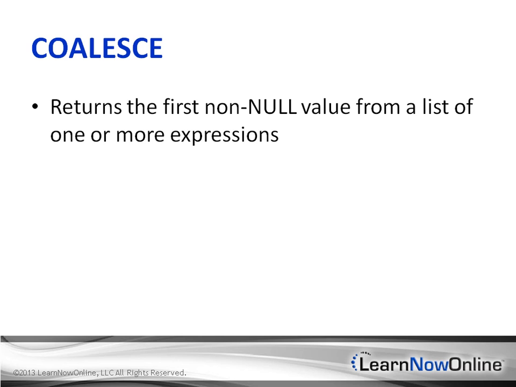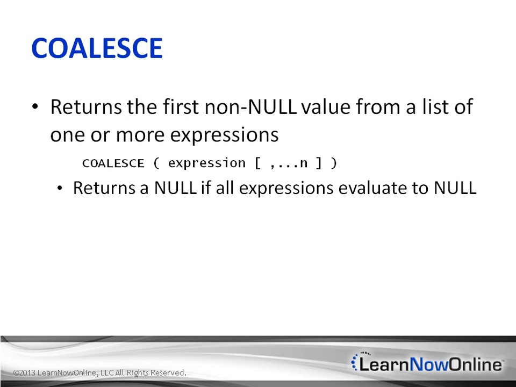Coalesce actually looks at a series of expressions and will return the first non-null value from the list. And here we can see we have coalesce and then one or more expressions. If all of the expressions evaluate to null, the function returns null. That makes sense. Nothing was defined. Everything was unknown. And it's a handy function for formatting output. Let's go on over to SQL Server Management Studio and take a look at how these functions behave.